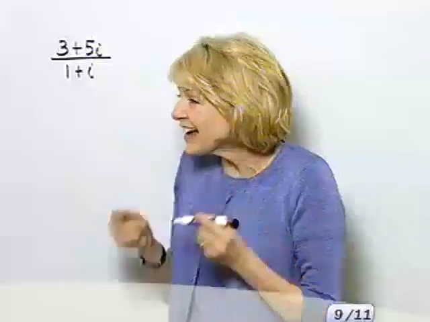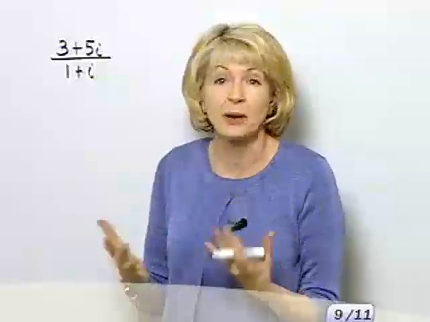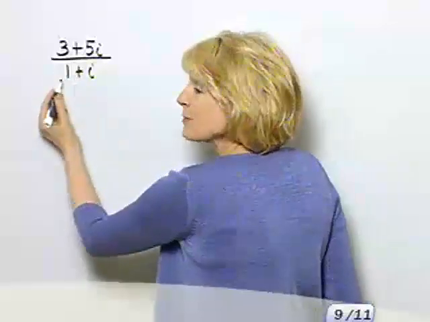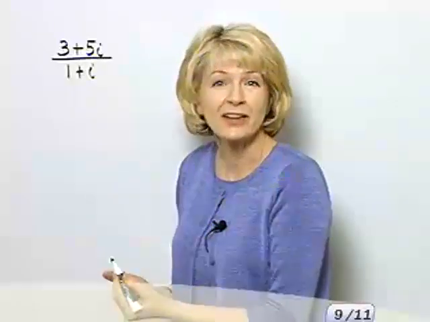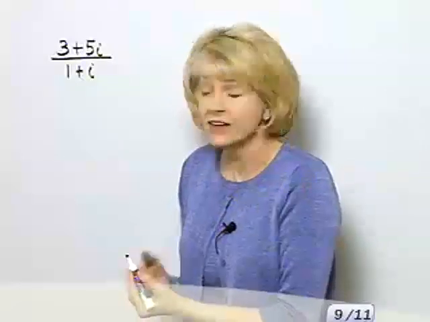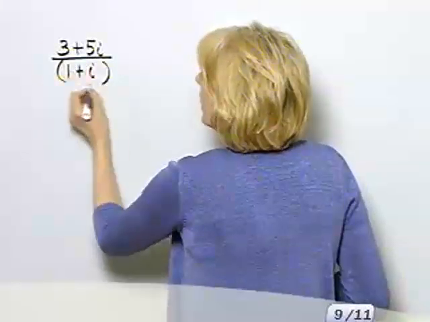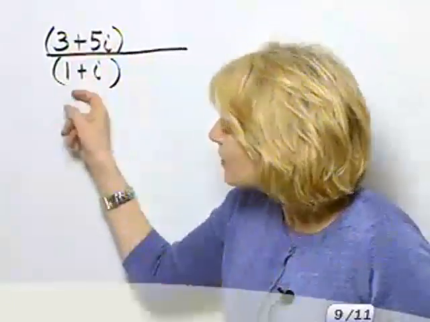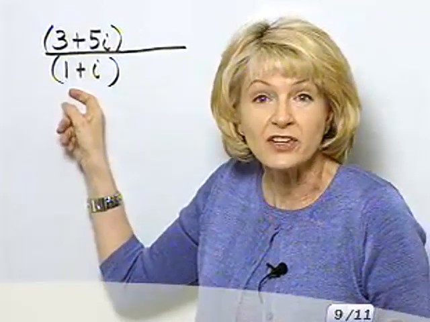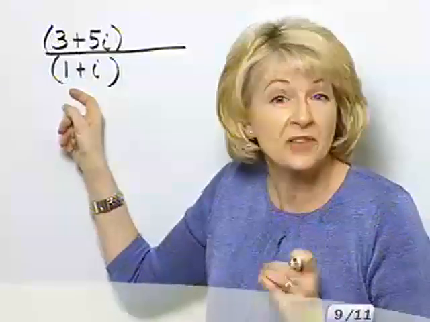Well, it's kind of like when we were rationalizing denominators and the denominators were binomials. That's what it's like. I'd like for the denominator to be a real number in order for me to write in the form a plus bi. To do that, I will multiply numerator and denominator of this expression by the conjugate of the denominator.